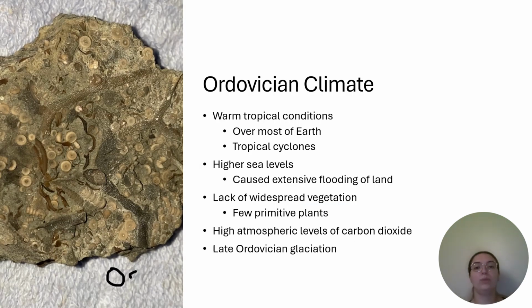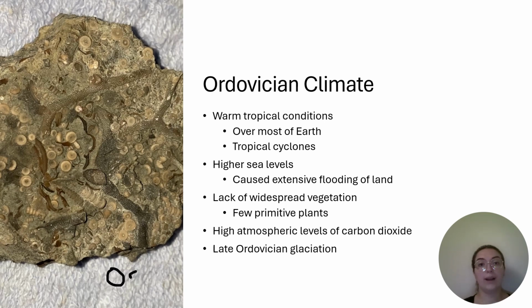Okay, so Ordovician climate. During this period in time, Earth's climate was mostly warm and wet, with tropical conditions covering most of the Earth. There is some evidence of cooler climates in higher latitudes, but for the most part, Earth would have had warm, wet, and tropical conditions during the Ordovician. And these tropical conditions would have allowed for the formation of tropical cyclones.